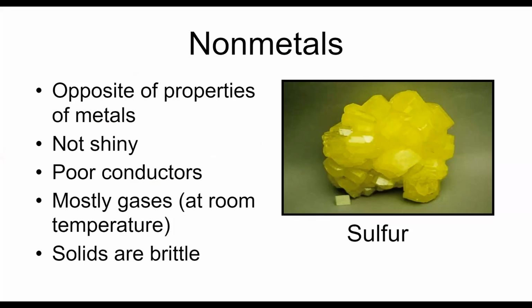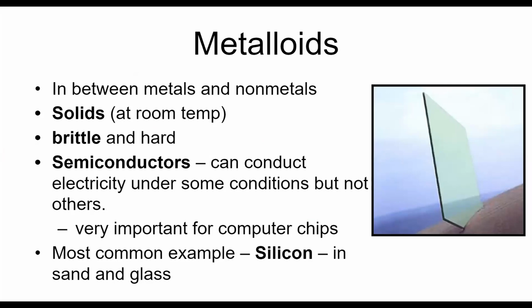So if we have our metals on one side of the spectrum and nonmetals on the other side, the metalloids fall in a kind of weird middle area. They're called metalloids because they're similar to metals, but not quite. Metalloids are solid at room temperature, like metals are. They make solid pieces. However, like nonmetals, they are brittle and hard. So it's very difficult to get metalloids to be formed into nice flat sheets or pulled out into wires.